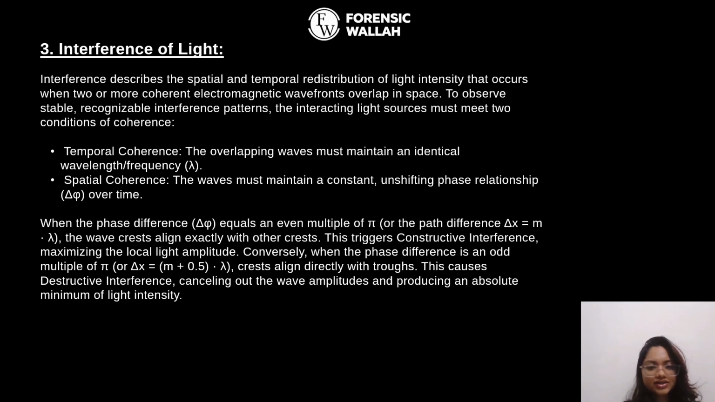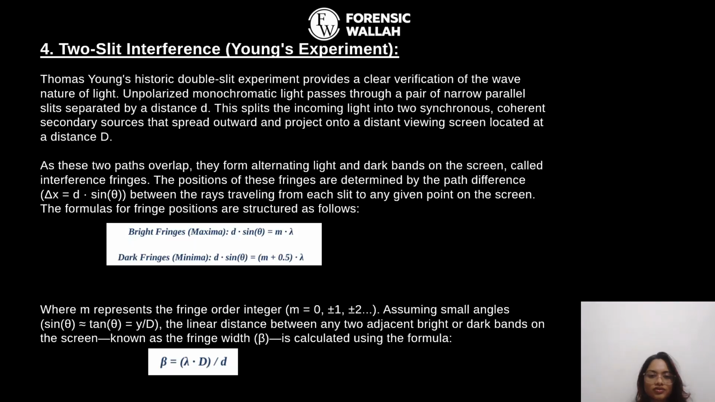Conversely, when the phase difference is an odd multiple of pi, or the path difference is a half-integer multiple of lambda, that is delta x equals (m + 0.5) times lambda, the crests align directly with the troughs. This causes destructive interference, completely cancelling out the wave amplitudes and producing an absolute minimum of light intensity, resulting in darkness.